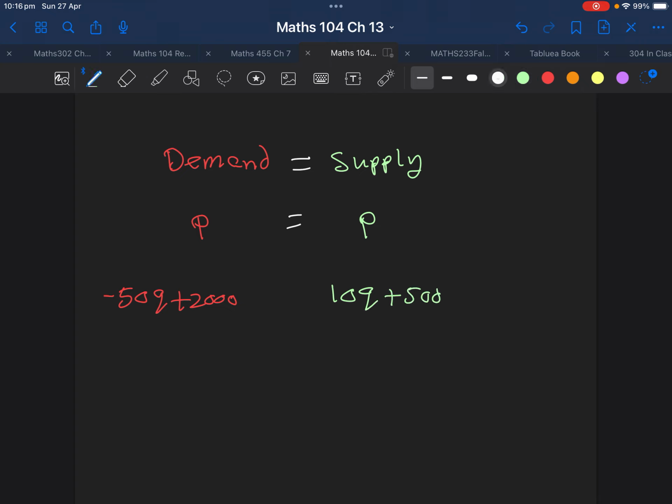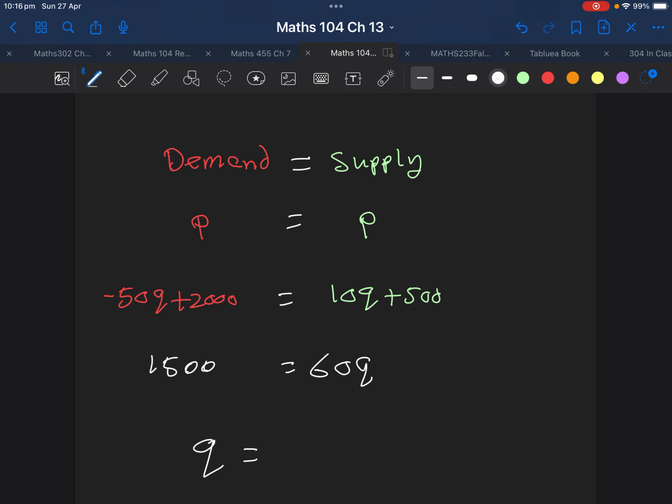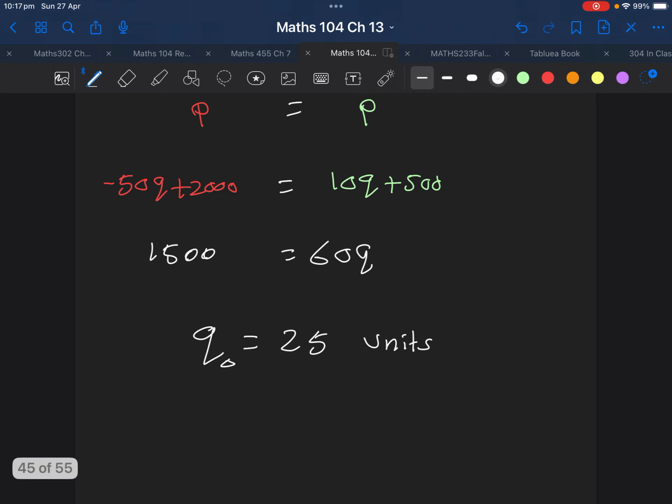This is just a simple linear equation that we need to solve. How are we going to solve it? Take this negative 50Q to the other side. It will become 60Q. Take this 500 to the other side. It will go with the negative, so it will be 1500. Divide everything by 60 and use your calculator. What you will get here is 25 units, and that would be Q naught.